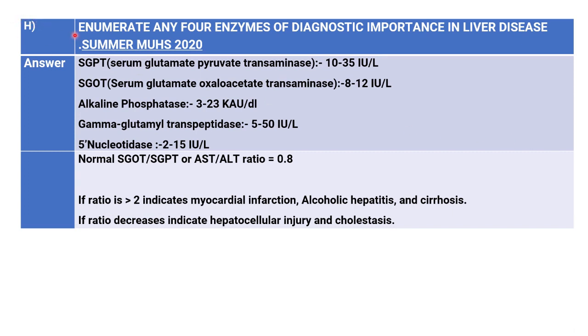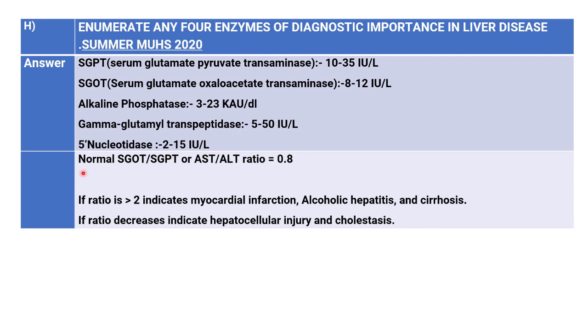Then the next question was: enumerate any four enzymes of diagnostic importance in liver diseases. You have to write only the four enzymes. The examples are SGPT, serum glutamate pyruvate transaminase, with a range of 10 to 35 international units per liter. Then SGOT, serum glutamate oxaloacetate transaminase, with a range of 8 to 12 international units per liter. Next is alkaline phosphatase, 3 to 23 King-Armstrong units per deciliter. Then gamma glutamyl transpeptidase, with a range of 5 to 15 international units per liter, and 5 prime nucleotidase, with a range of 2 to 15 international units per liter.